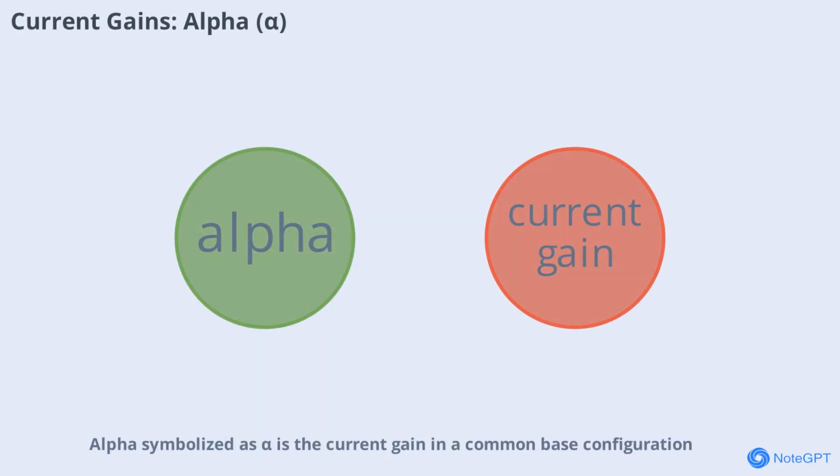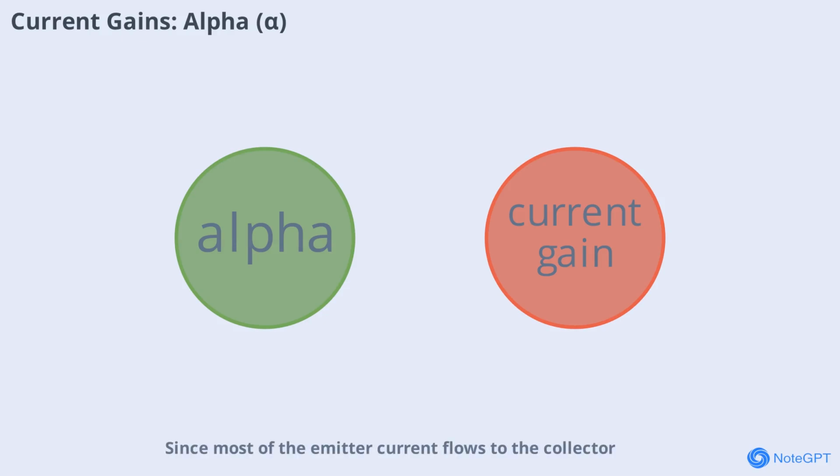Alpha, symbolized as α, is the current gain in a common base configuration. It represents the ratio of collector current to emitter current. Since most of the emitter current flows to the collector, alpha is typically close to 1 but always less than 1. This parameter is important for understanding how efficiently the transistor transfers input current to the output in CB mode.